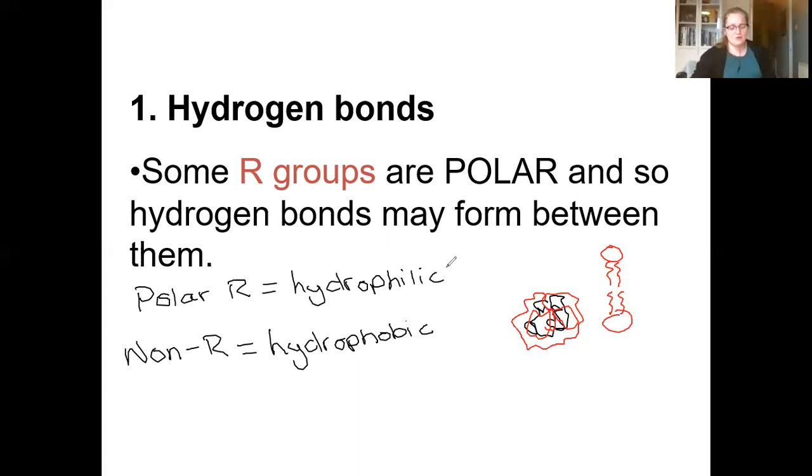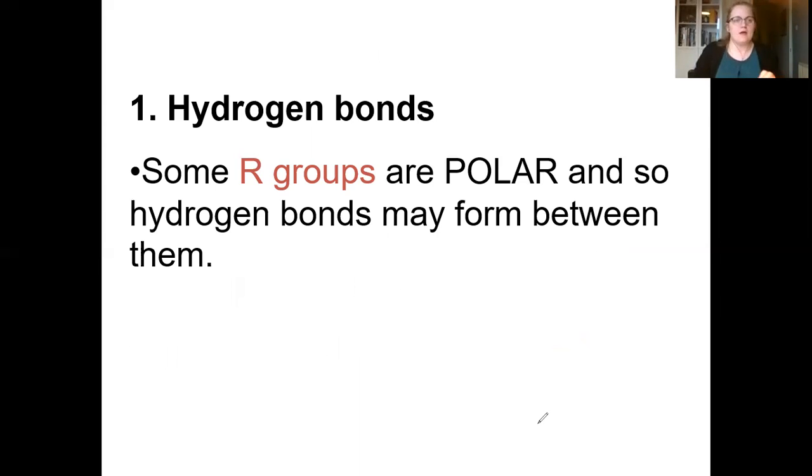What happens is the chemical bonds start to form between the R groups, which are close to each other. So we get this clumping together of hydrophilic and hydrophobic R groups, and then the R groups will start to interact with each other. Some R groups are polar, and hydrogen bonds start to form between them. The polar, hydrophilic ones on the outside are going to start possibly making hydrogen bonds between them.